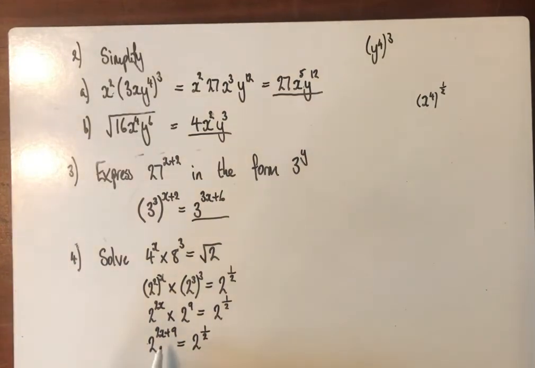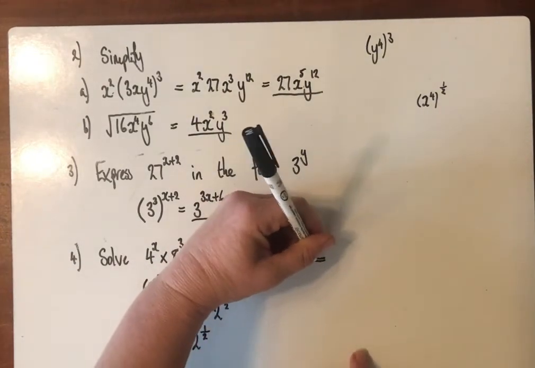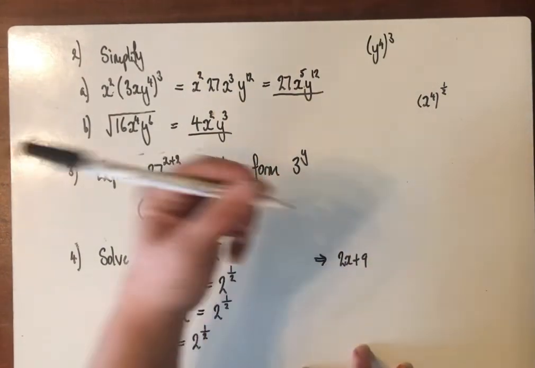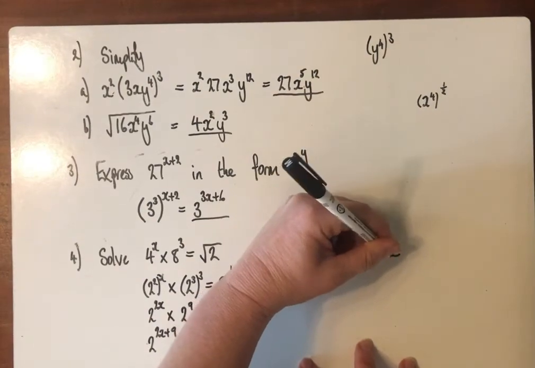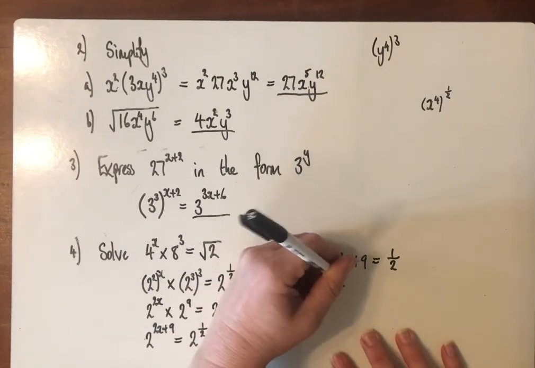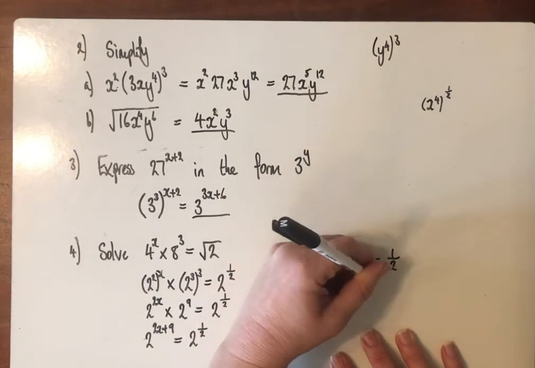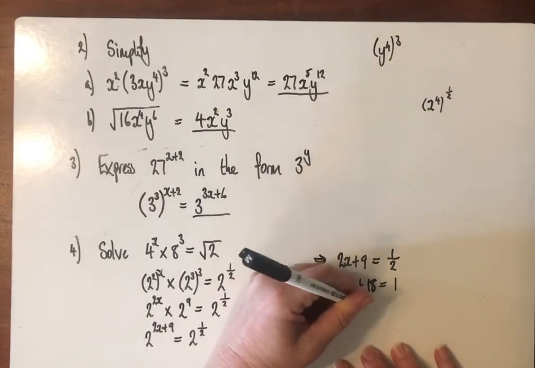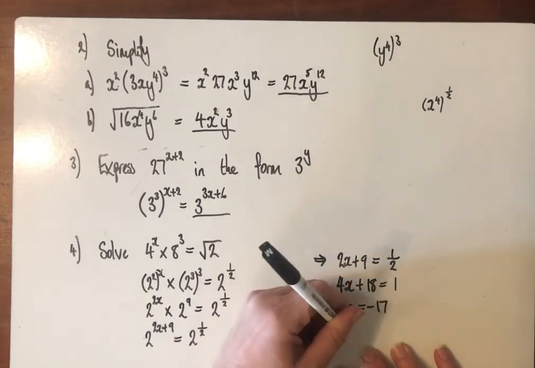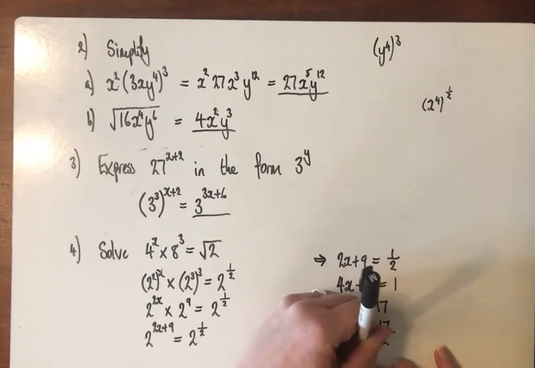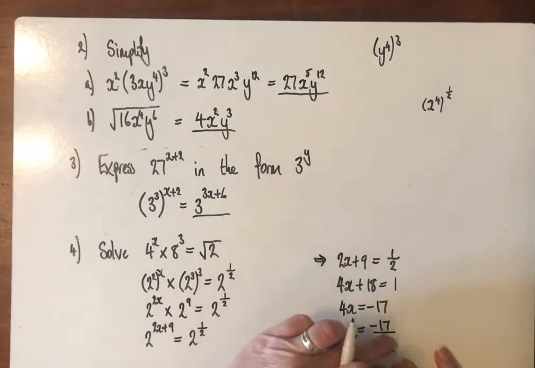And now if you've got 2 to a power equals 2 to a power, then these two powers need to be the same. And so from here we know that 2x plus 9 is equal to a half, and then times things by 2, so we don't have to work with that fraction, and then subtracting 18 to get minus 17, and x is equal to negative 17 over 4, that's meant to say.